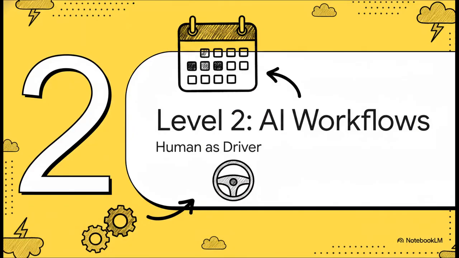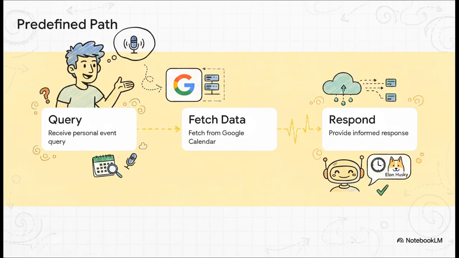So let's move up to level 2 and see how this builds into an AI workflow. The human is still the driver here. To fix that calendar issue we just ran into, we, as the human driver, can give the AI a predefined path. Think of it as control logic. We essentially have to hold the AI's hand. We tell it, step 1, when I ask about a personal event. Step 2, go perform a search query and fetch data from my Google Calendar. And step 3, provide an informed response back to me.